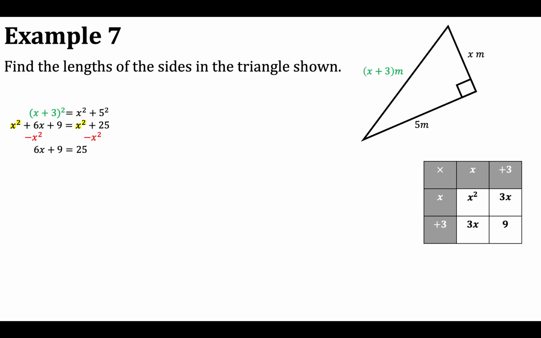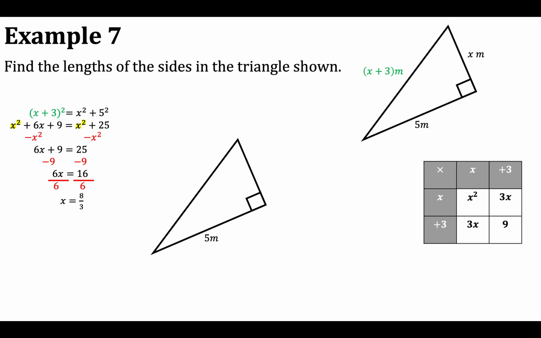Now the variable that I'm looking for is x obviously, and that's on the left hand side, but there's currently a 9 being added on to that. The inverse operation there is to subtract 9. So that leaves me with 6x equals 16. The x is currently being multiplied by 6, so I need to divide throughout by 6. On the left hand side that will leave me with x, and on the right hand side 16 over 6 will simplify to 8 over 3. So x is equal to 8 thirds.